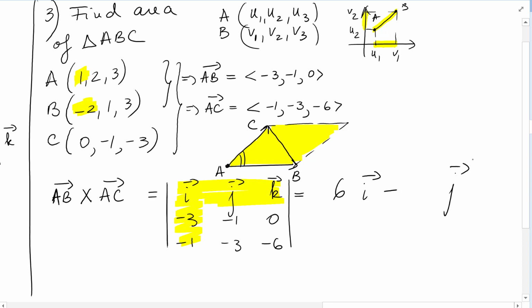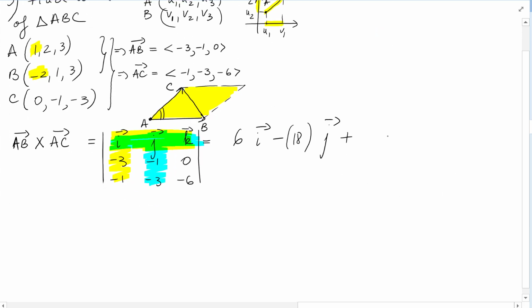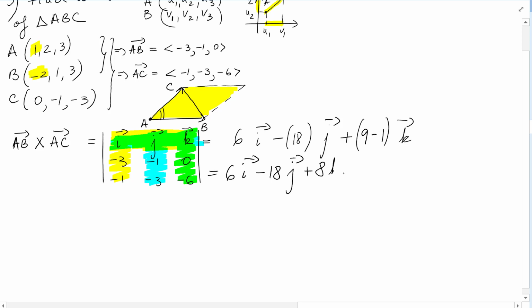Minus, let's put j, and see what's in front of j. I cross out j like this, and I end up with -3 times -6, that's 18, minus 0. And then plus k. If we cross out the k row and column, we end up with -3 times -3, that's 9, minus -1 times -1, that's 1. So we ended up with 6i minus 18j plus 8k.